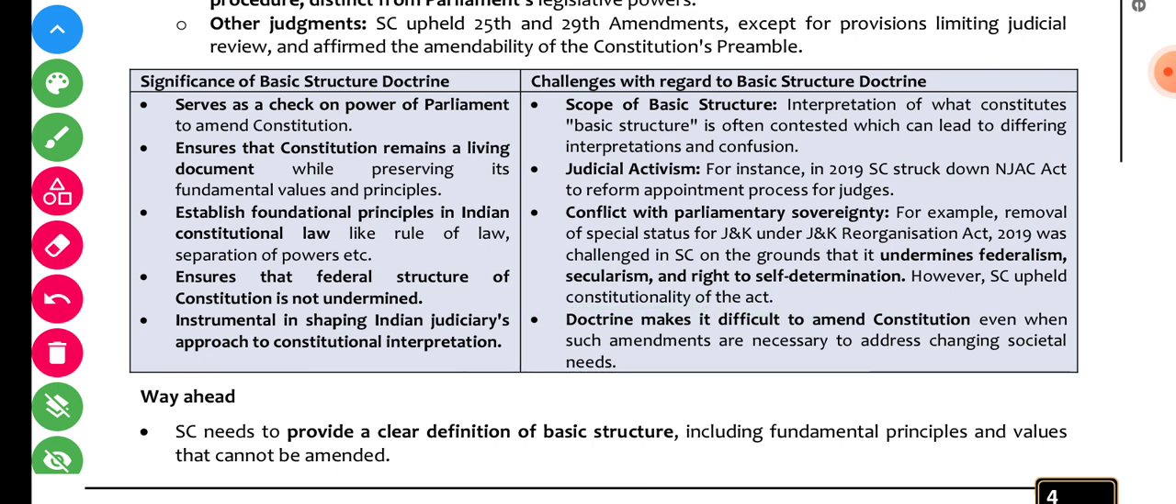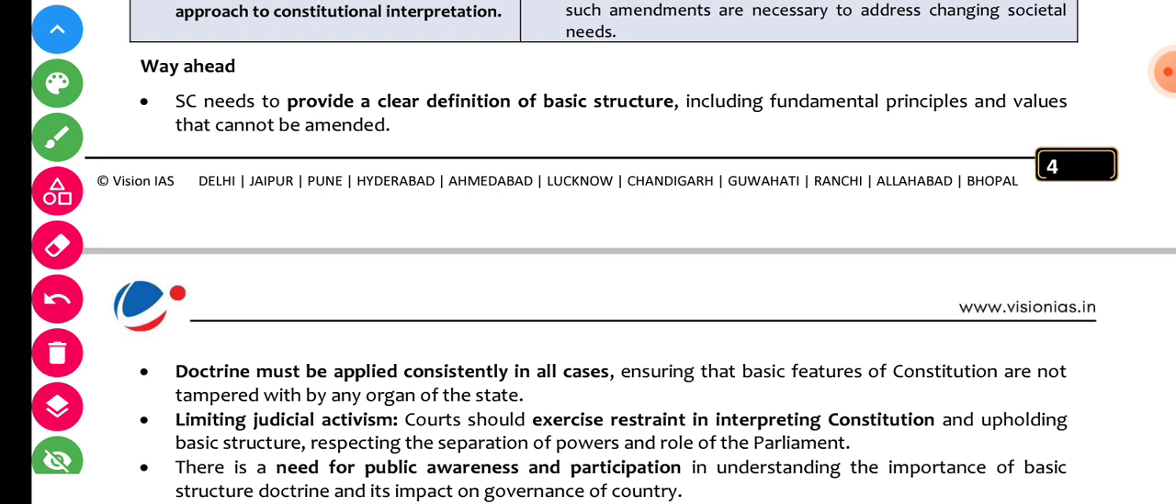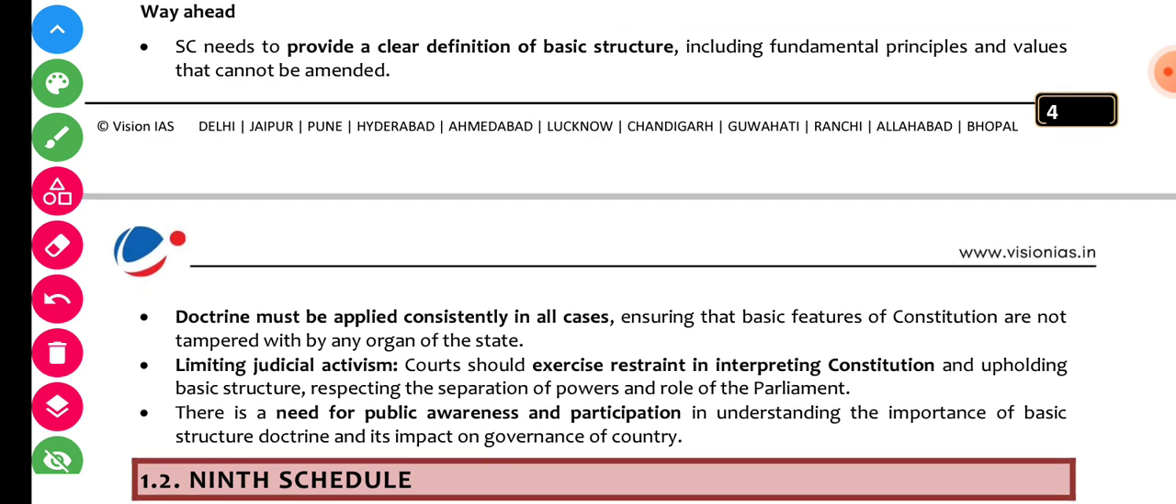And the doctrine makes it difficult to amend the Constitution even when such amendments are necessary to address changing societal needs. So the basic structure doctrine tells that if any law made by the Parliament violates the basic structure doctrine, the Supreme Court can declare these laws or rules null and void.